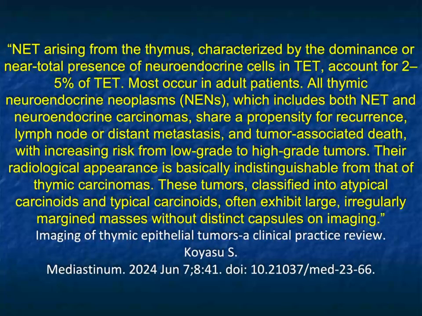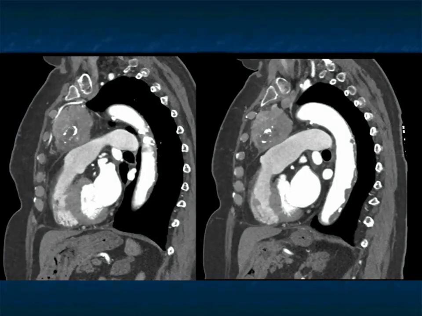We also talk about neuroendocrine tumors arising from the thymus. They also are fairly aggressive lesions. They're often classified into carcinoids and atypical carcinoids and typical carcinoids, but that's something on imaging we're just not going to be that great with.